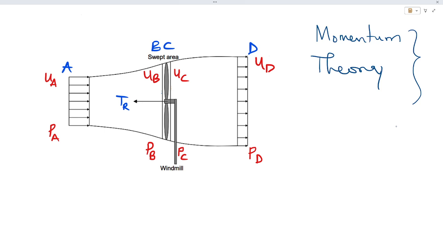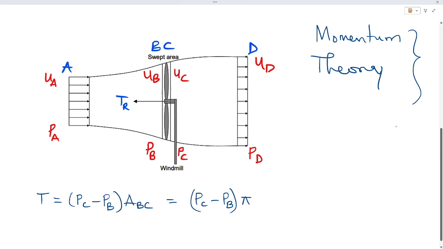Now, by using the thrust equation, that is the product of the variation of the pressure on the rotor disc, PC minus PB, multiplied by the area of the rotor disc. That gives us PC minus PB times pi r squared, that is the area of the rotor disc, which equals pi r squared.